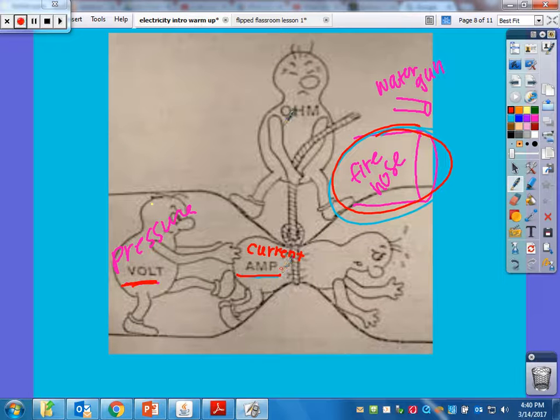And what's this guy doing up here? What is ohms? Resistor. What is he doing? He's resisting this little guy from getting through the pipe. So that's the resistor's job, is to control the amount of electrons being let out.